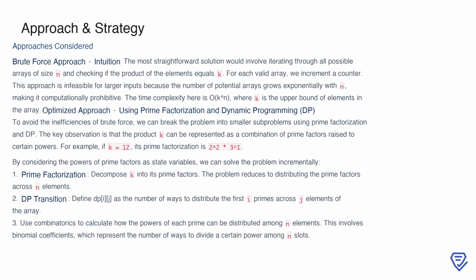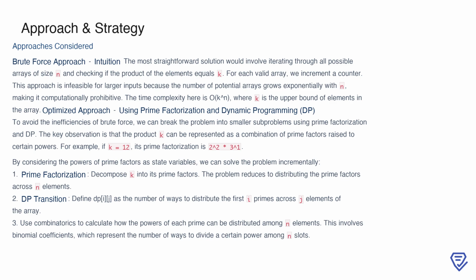To solve this problem, we first considered the brute force approach. The intuition here is simple. We iterate through all possible arrays of size n and check if the product of the elements equals k. For each array that satisfies this condition, we increment a counter. However, this approach quickly becomes impractical for larger inputs because the number of potential arrays grows exponentially with n. This results in a time complexity of O(k^n), where k is the upper bound of the array elements. This exponential growth makes the brute force method computationally prohibitive.